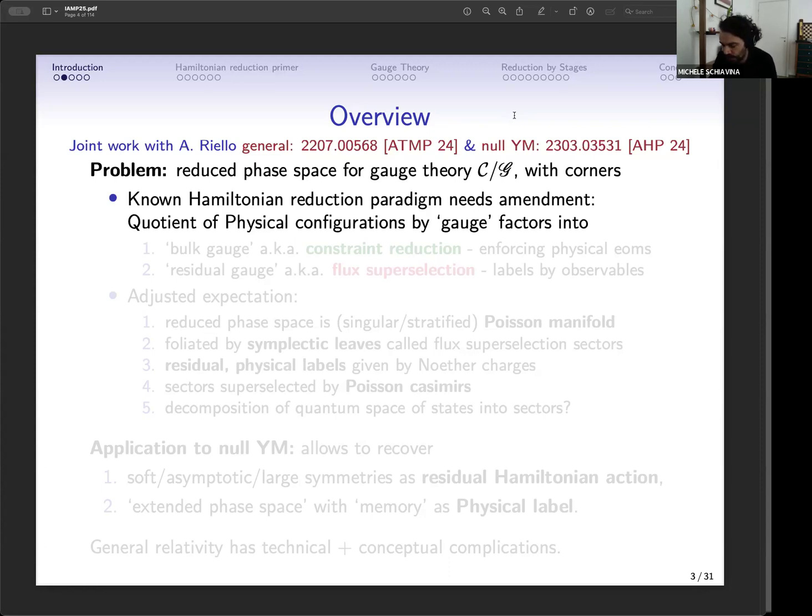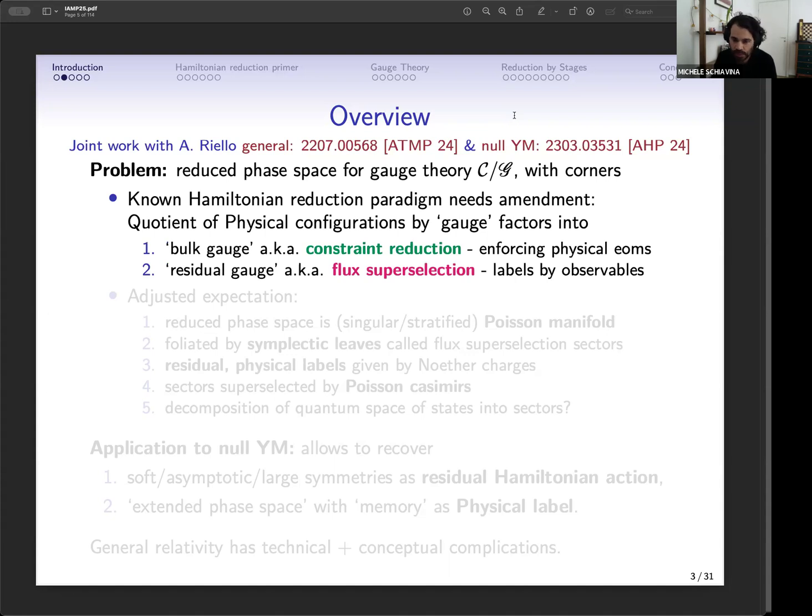So what I'm trying to convey in this talk is that the known or previous Hamiltonian reduction paradigm needs a little amendment when you're working on spacetimes, so finite regions with corners. And this quotient of physical configurations by some gauge, so some group action, factors into two steps, two pieces. Well, two steps rather than pieces. The first step is you can think of as reducing by gauge that lives on the bulk of this finite region. And this is what we call constraint reduction for reasons that will be clear in a moment.